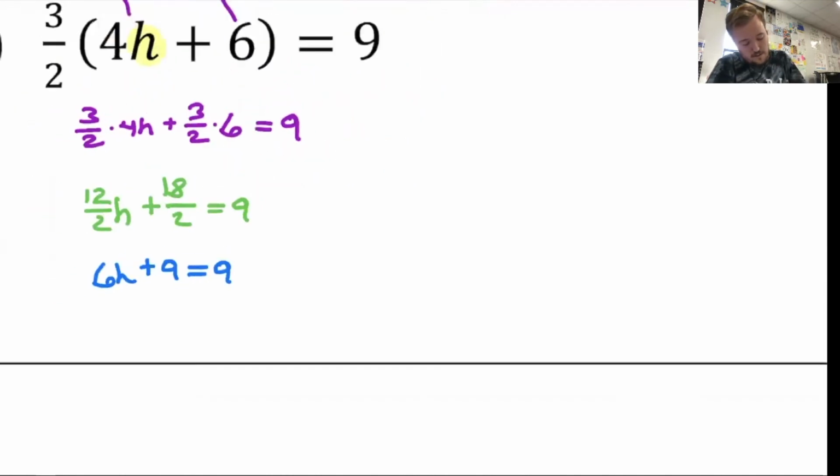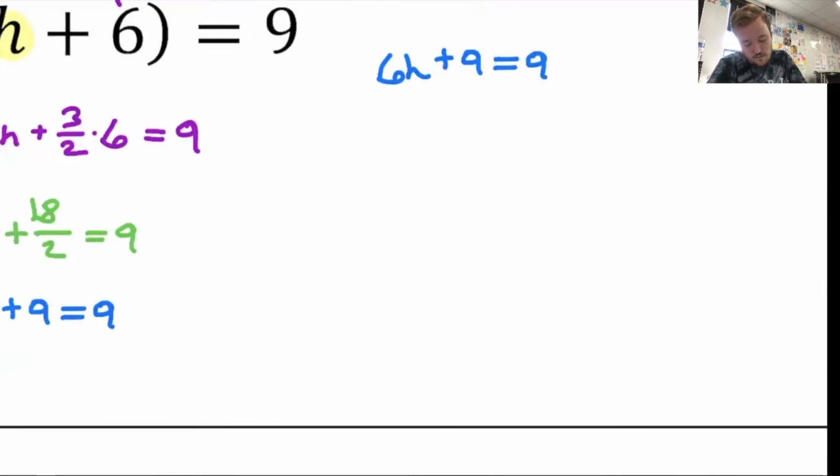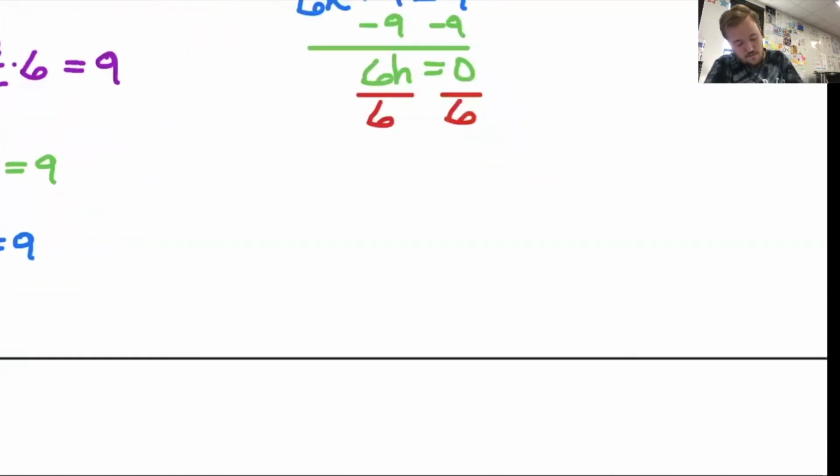So I'm going to take that same exact equation. Now I want to solve for h. So what I'm going to do is subtract 9 on both sides. So you have 6h equals 0. And now I want to divide both sides by 6. If I divide both sides by 6, 0 divided by 6 just gives you 0.